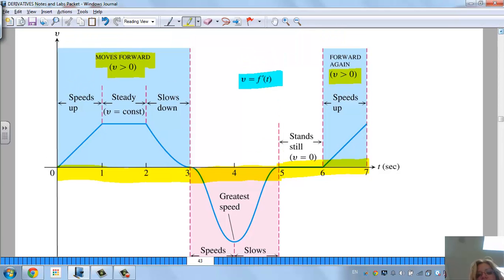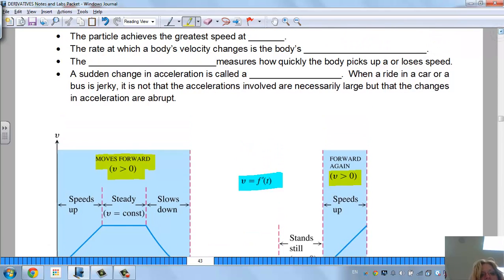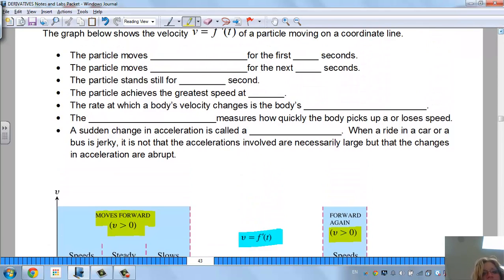So let's fill in what's going on here. So here we go. The particle moves forward for the first 3 seconds. The particle moves backwards for the next 2 seconds. And it stands still for 1 second.